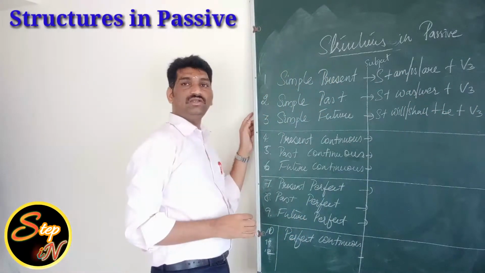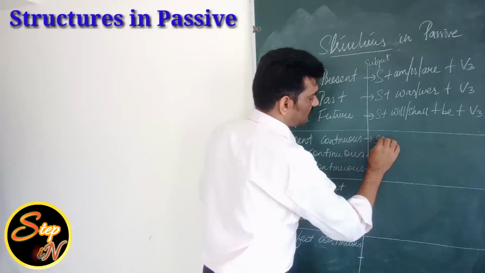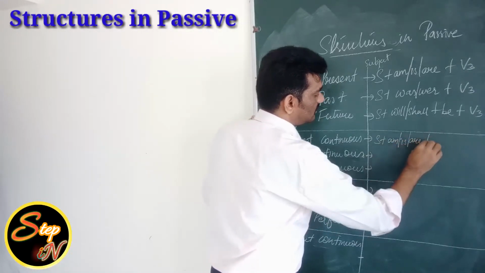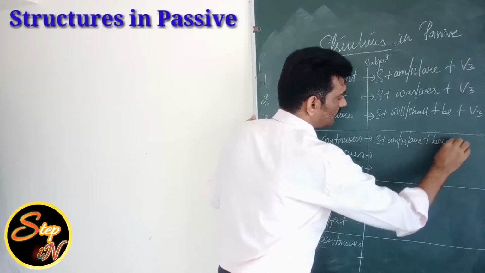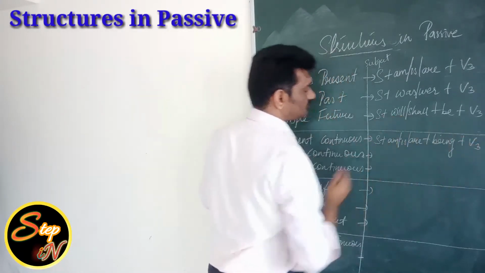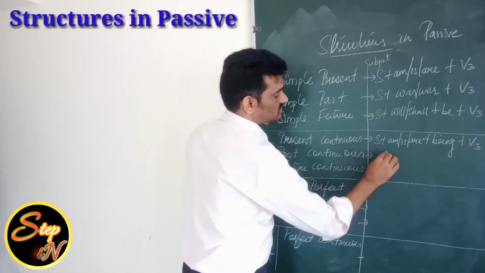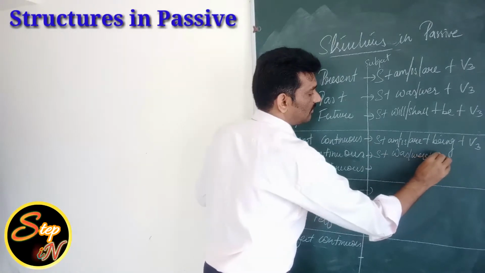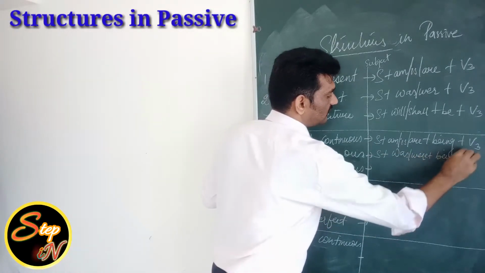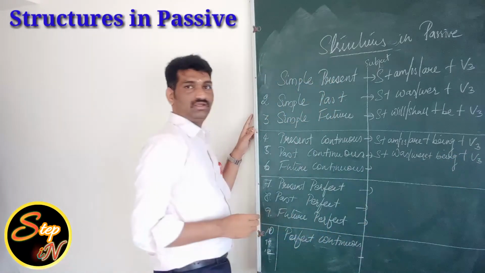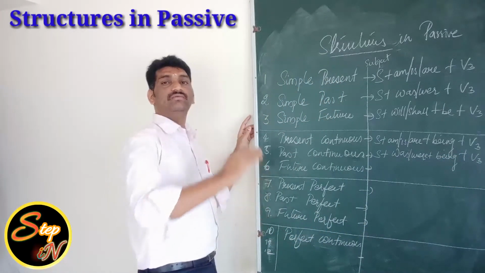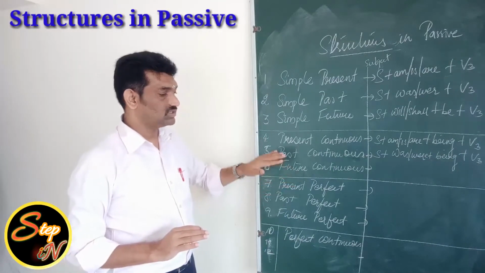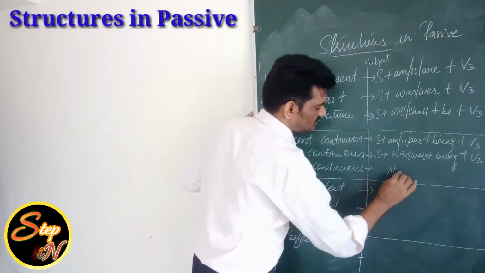And for present continuous tense, we have again the subject, am, is or are, the be form verbs, plus being plus verb 3. And for past continuous tense, subject plus was or were, the be form, plus being to indicate it is in continuous tense, and verb 3. And for future continuous tense, we do not have the passive form. So the passive structure is not there for future continuous tense. So we are writing just not possible.